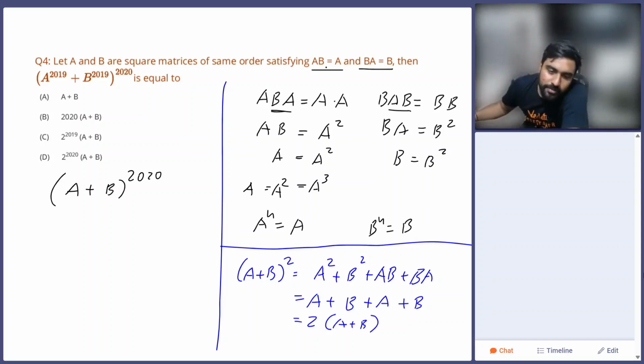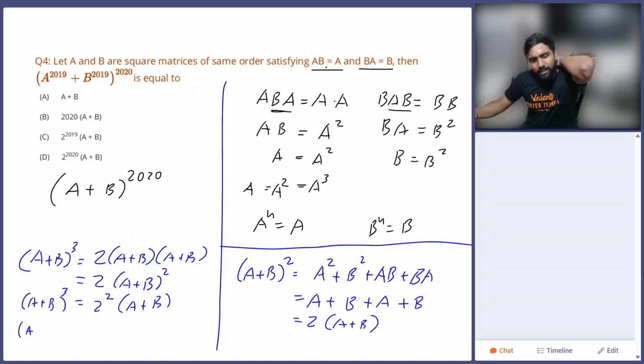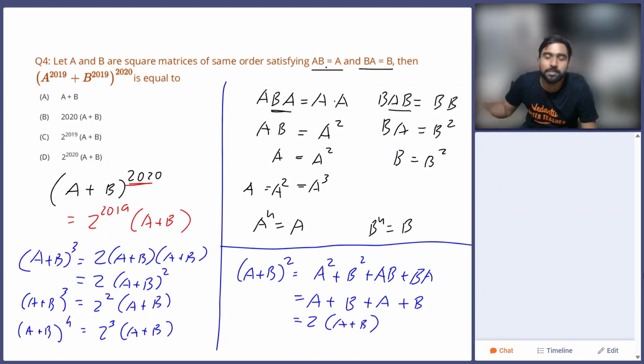Now if I talk about (A + B) cubed, it will be 2 times (A + B) into (A + B), that is (A + B) squared into this side. So this is 2 times (A + B) squared. What is (A + B) squared? That's 2(A + B), so it will be 2 squared into (A + B). Now I can see a pattern. Next, when we talk about (A + B)^4, this will become 2 cubed into (A + B). So as a general result, as I have the 2020 power, this will be equal to 2^2019 into (A + B). It will be 2^2019 into (A + B).